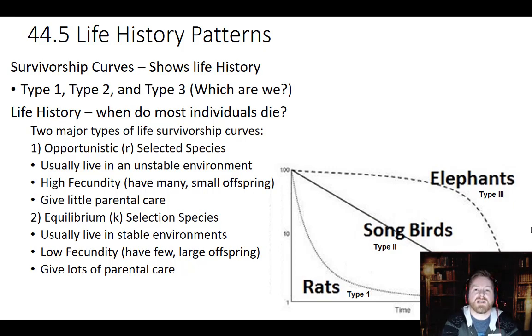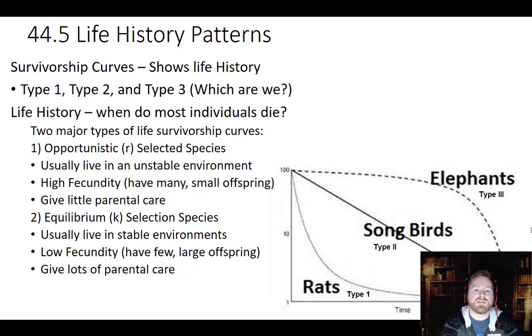And so we consider that to be three major types: type 1, type 2, and type 3. We'll figure out which one we are here in a moment. And so there's different life histories that animals will have. For example, if you're type 1, you're an opportunistic species. And we often call that an R-select species. So what's the characteristic of an R-select species? What is a type 1 survivorship curve?